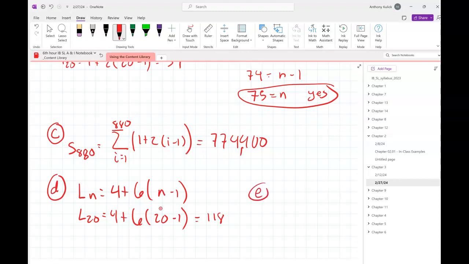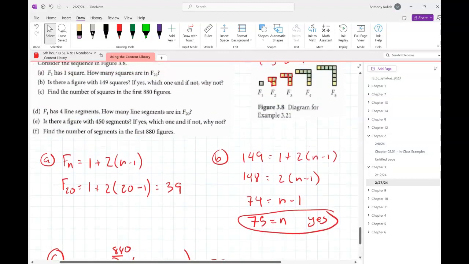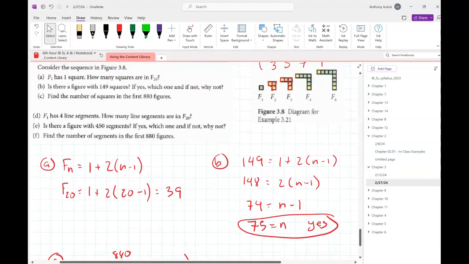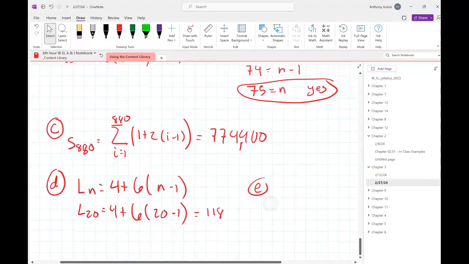Who's impressed Mr. Kulik can do that stuff in his head? You should be. It's not that hard. Is there a figure with 450?